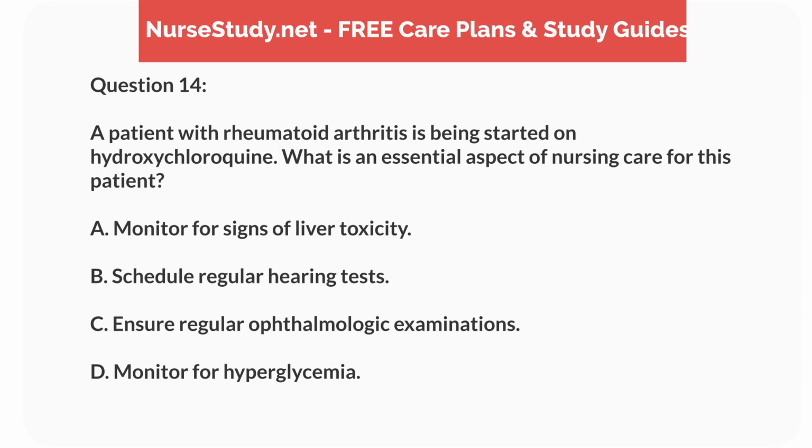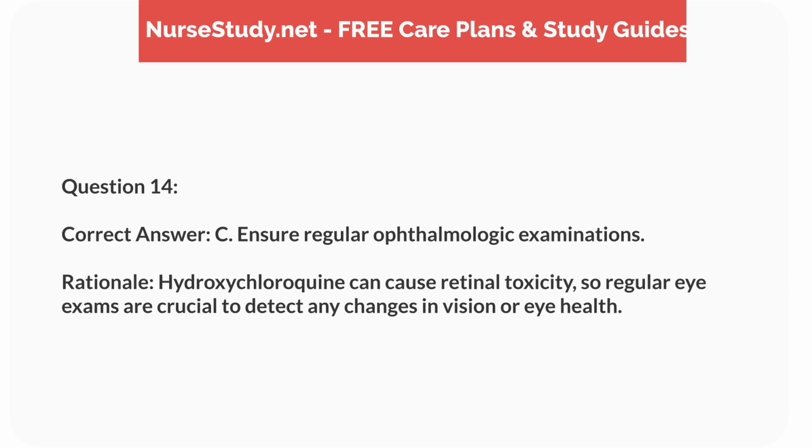Question 14. A patient with rheumatoid arthritis is being started on hydroxychloroquine. What is an essential aspect of nursing care for this patient? A. Monitor for signs of liver toxicity. B. Schedule regular hearing tests. C. Ensure regular ophthalmologic examinations. D. Monitor for hyperglycemia. Correct answer: C. Ensure regular ophthalmologic examinations. Rationale: Hydroxychloroquine can cause retinal toxicity, so regular eye exams are crucial to detect any changes in vision or eye health.